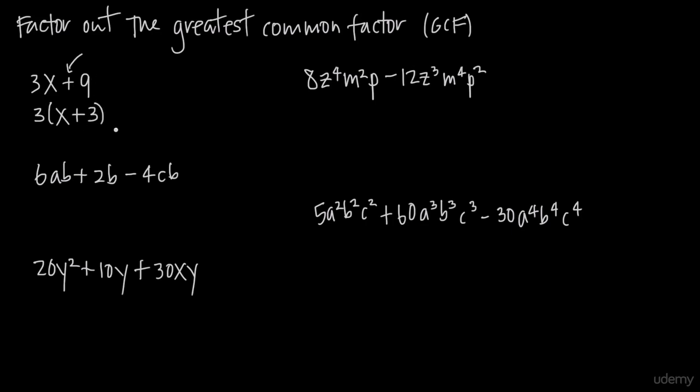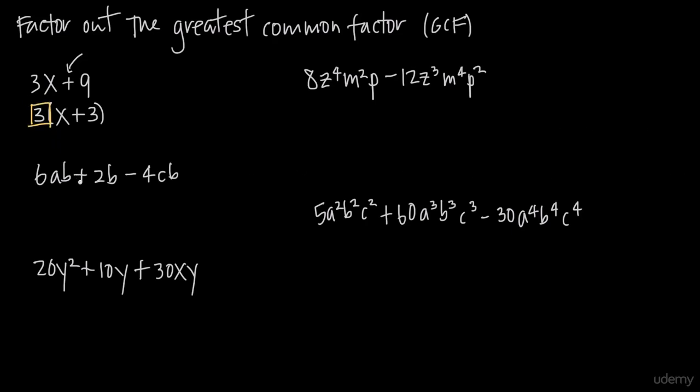Remember, you can always use the distributive property and multiply this back out and say 3 times x gives me 3x plus 3 times 3 gives me 9. I get back to 3x plus 9. So if you're ever unsure about your answer, you can always multiply this back out using the distributive property to see if you get back to your original polynomial. But we factored this completely. There's no common factor between x and 3. We can't take out anything additional. So we know that 3 was our greatest common factor, and we factored this polynomial completely.